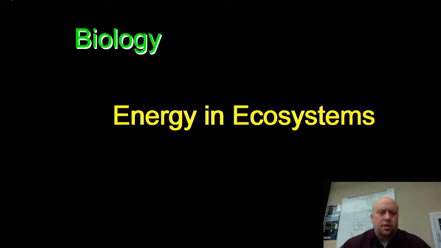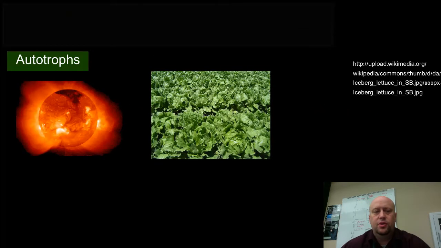Hi guys, today we're going to talk about the flow of energy throughout ecosystems. So yesterday we talked a little bit about ecosystems and their place in the grand scheme between biomes and populations and communities, and we talked about some of the interactions between the organisms in those ecosystems. Today we're going to talk about how energy moves throughout the ecosystem.